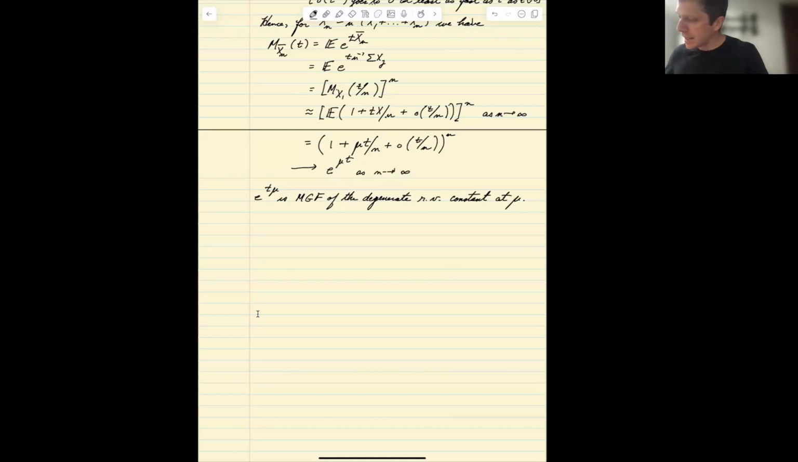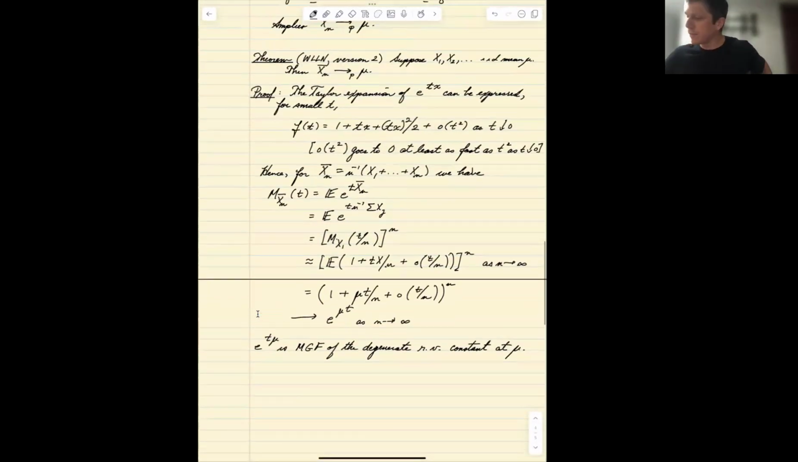So by the uniqueness theorem of moment generating functions, we show convergence of the moment generating function, which doesn't require us to have a finite variance in this case. We see that the moment generating function, as long as we have a mean, converges to the moment generating function of the constant at the mean, and that is what proves to us convergence in probability to the constant mu.